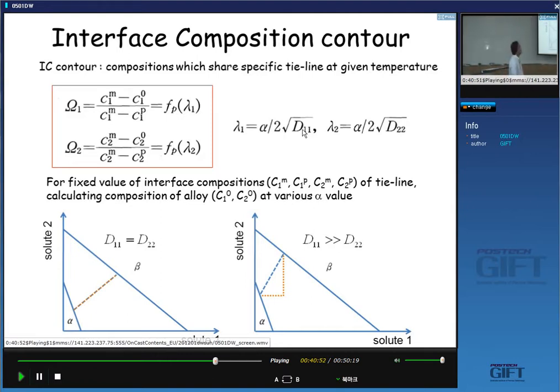That means even though the alloy compositions located on this line share this tie line as an operating tie line, the alpha value will be different for each alloy composition. The different alpha value means the growth rate of the product phase will be different for all alloy systems, even though they share the same tie line as interface composition.